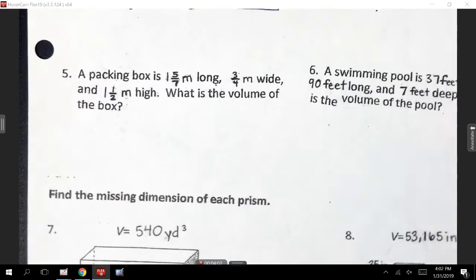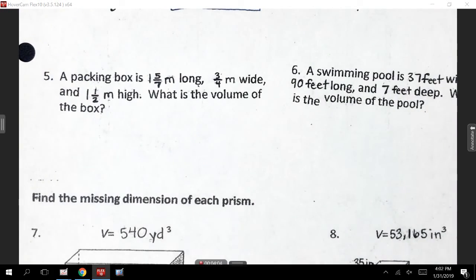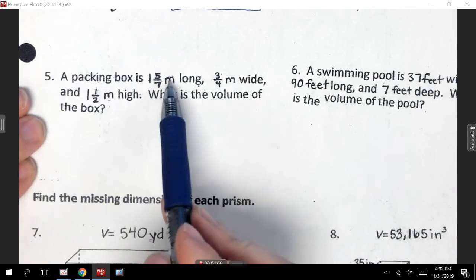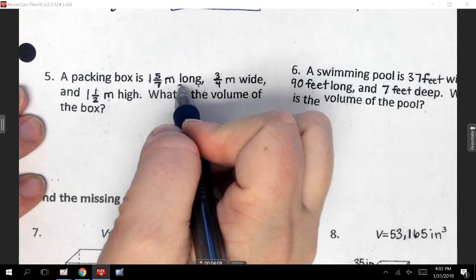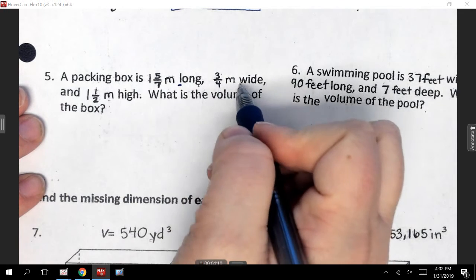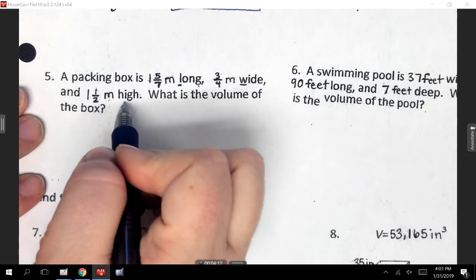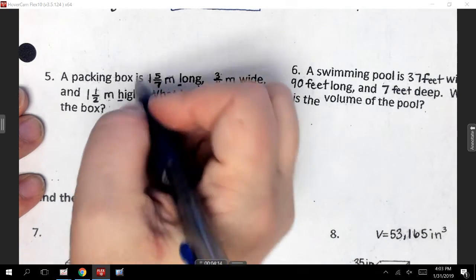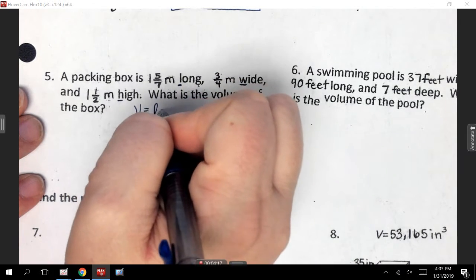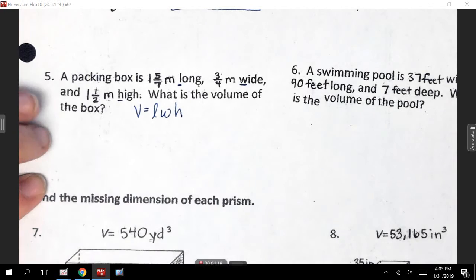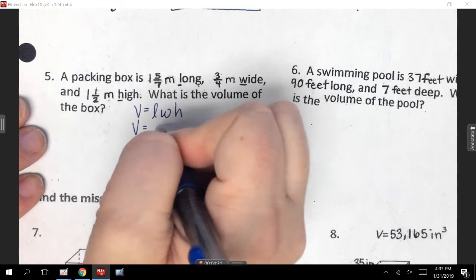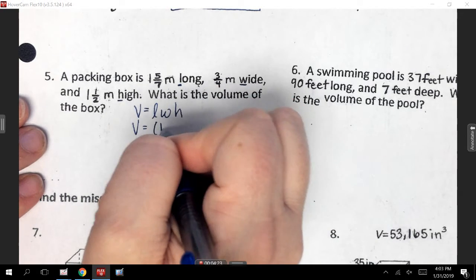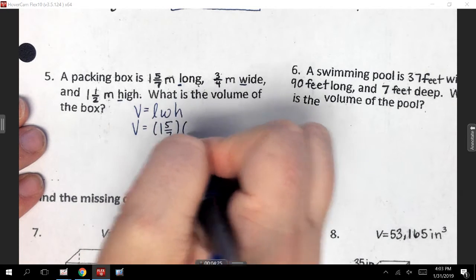All right, number 5. Number 5 is a word problem that says a packing box is 5 meters long. So there's my L. 3/4 meters wide. There's my W. And 1.5 meters high. There's my H. What is the volume of the box? So I'm going to write my formula, V equals LWH, because it asks for the volume. V equals my length. It said long, so I'm going to put 1 5/7 in the correct place.